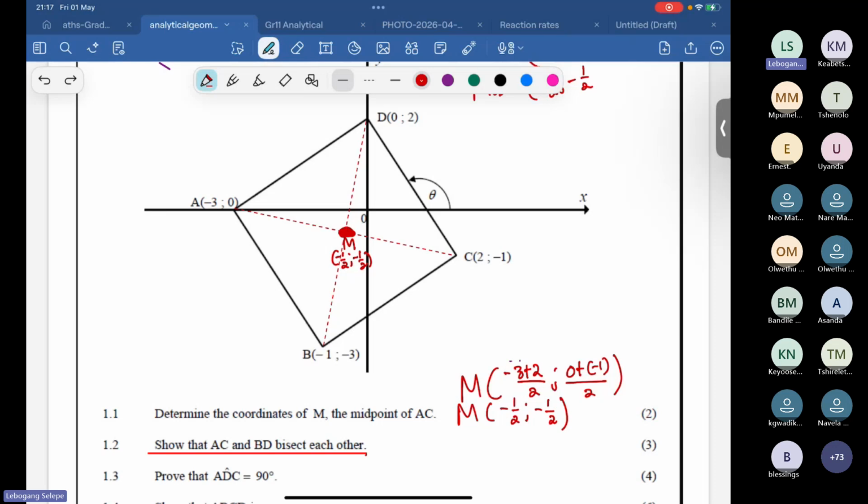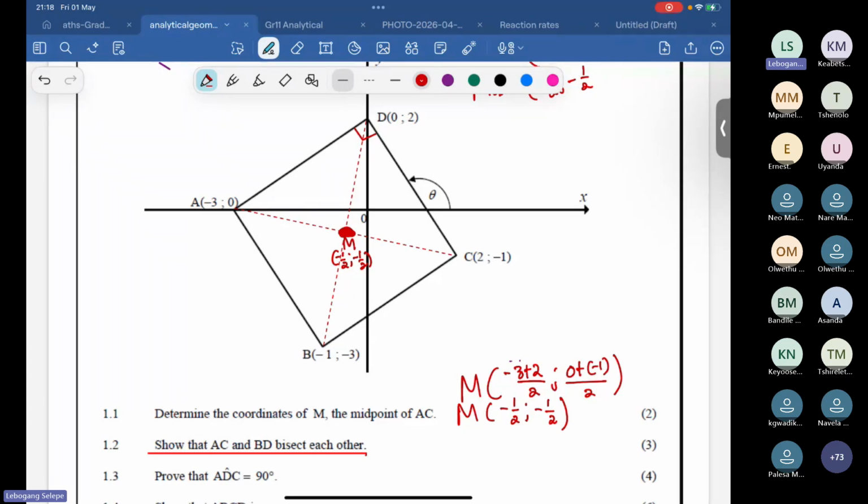Can you please repeat 1.2 from where you started constructing line AC and line BD? Right. So AC and BD bisecting each other can only happen if they share the same midpoint. So we just made a construction to show the line BD and the line AC. And for you to prove that these 2 lines bisect each other, they must share the same midpoint.